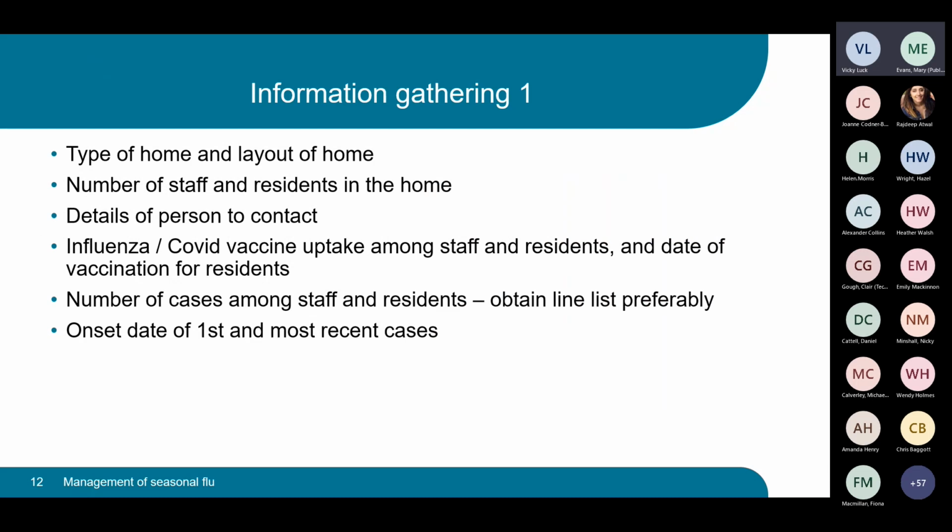Thank you. So just to recap, we want to know what sort of residential setting it is, what type of care home, what type of care they're providing, layout of the home, how many staff and residents there normally are, who's the main contact person, which is really important because, particularly if we need to do interventions such as swabbing and prescribing of antivirals, having that single point of contact is really useful to make sure that it's done efficiently and within a reasonable time scale.